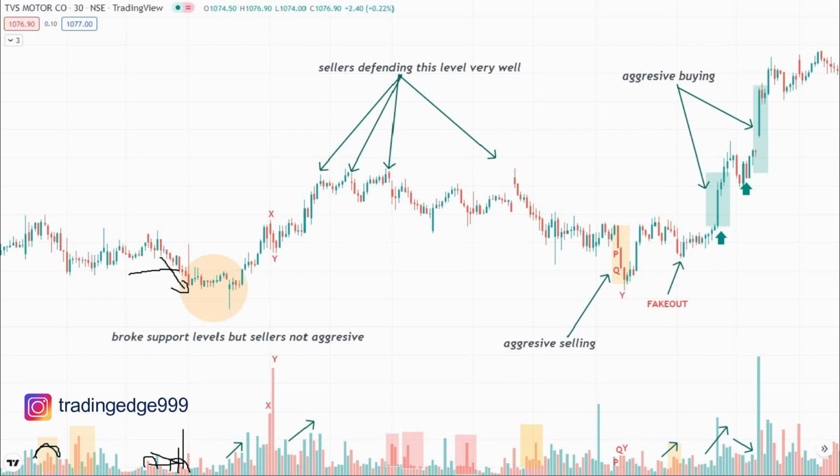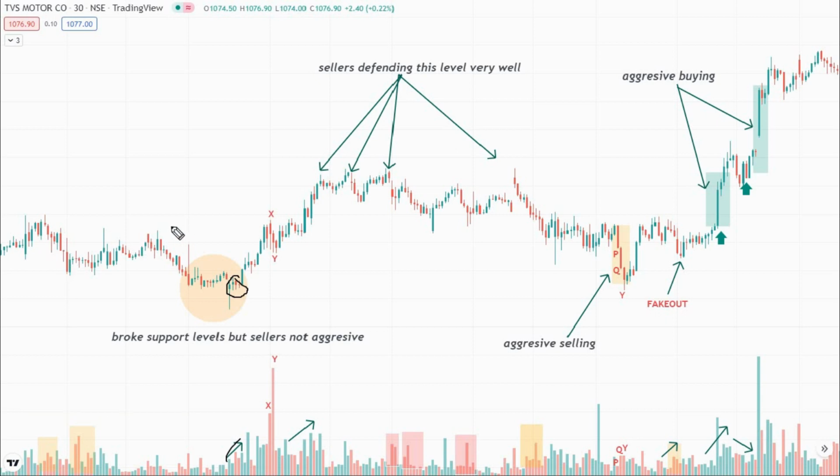Now see, here volumes have increased, but what is happening after breaking this important swing low? Prices are not going towards the downside very aggressively, and prices are holding just below this last swing low. And then we see a price and volume divergence happening at this juncture. Now this is very important.